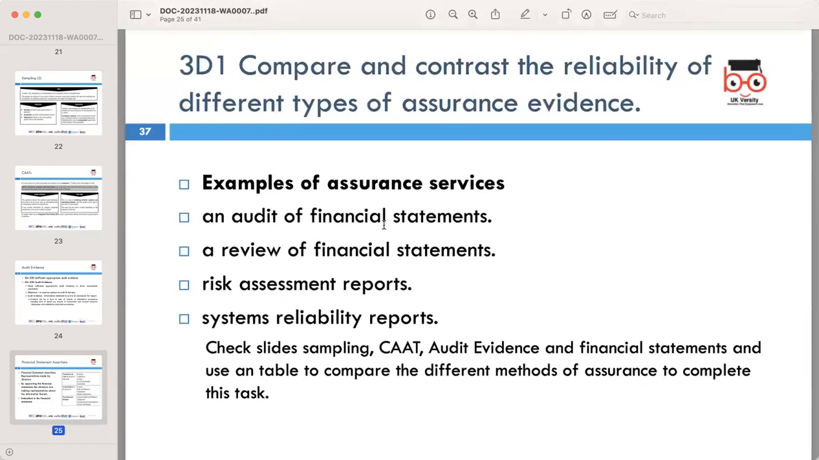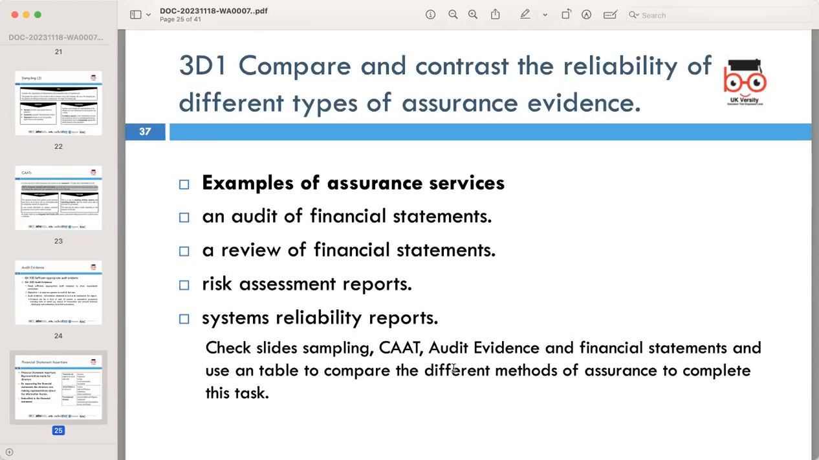Compare and contrast the reliability of different types of assurance evidence. Examples of assurance services: audit of financial statements, review of financial statements, risk assessment report, system reliability check, sampling, and audit evidence in financial statements. Use a table to compare the different methods of assurance to complete the tasks. These reports check the reliability of the tools we use. Imagine if our compass is broken, we might get lost. These reports make sure our tools are working correctly, so our journey is smooth.